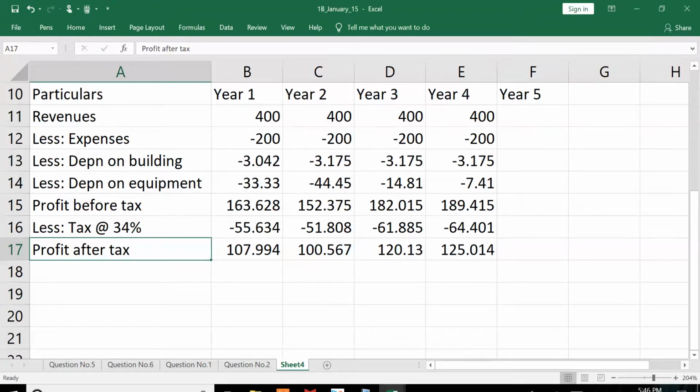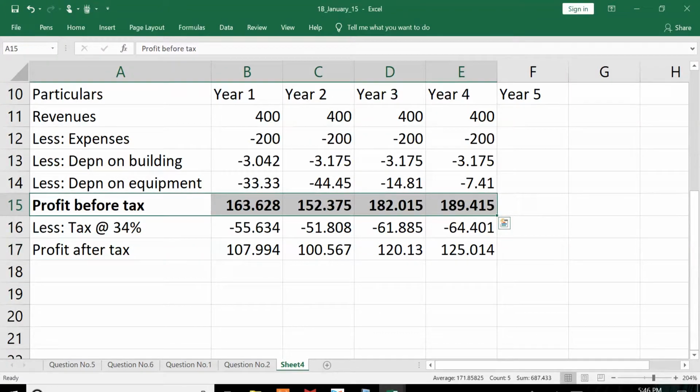Tax is at 34%, deduct, add back depreciation.